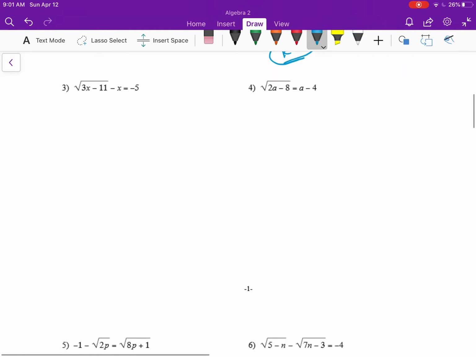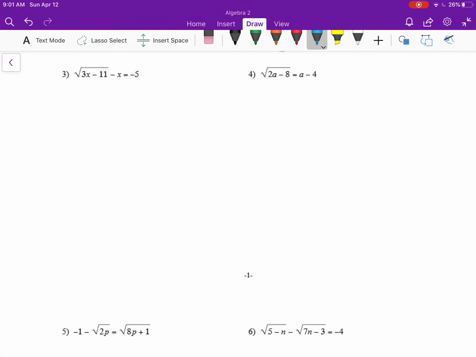Number 4 is going to be set up similarly. So we're going to go ahead and isolate the radical. Well, it's already isolated. So step 1, isolate, I'm not going to write out the whole thing. Step 2, we want to square both sides. So we're going to square both sides.